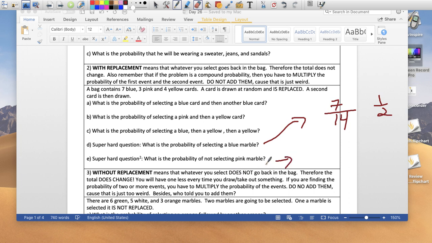What's the probability of not selecting a pink card? I want to pick everything but pink. So there's 14 total, and anything that's not pink counts. So the blue counts, and the yellow counts. So 7 plus 4 is 11. So there's an 11 out of 14 chance that I'm going to get a card that is not pink. Okay.